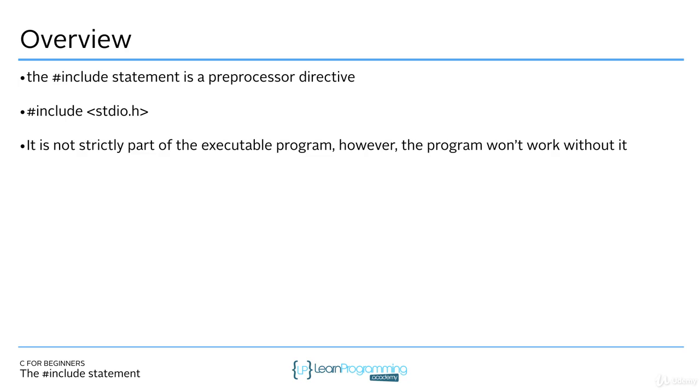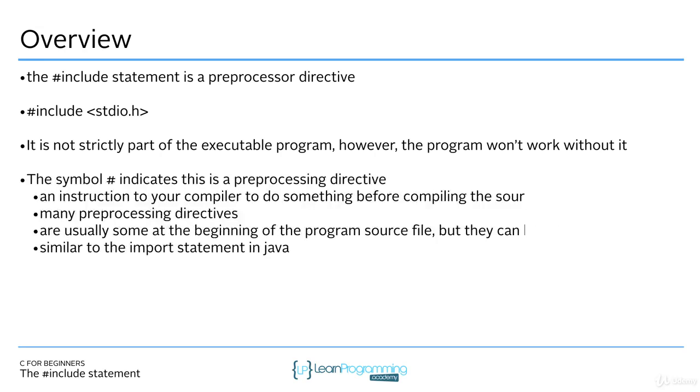It is not strictly part of the executable program. However, the program won't work without it. We know it's a preprocessor directive. It doesn't really do much as far as how the program works. It's just telling the compiler before it runs, hey, we're doing something here with this include. If you don't have it there, the compiler is going to complain and throw errors. So you need it. The pound symbol indicates that it's a preprocessing directive, which is an instruction to your compiler to do something before compiling the source code.